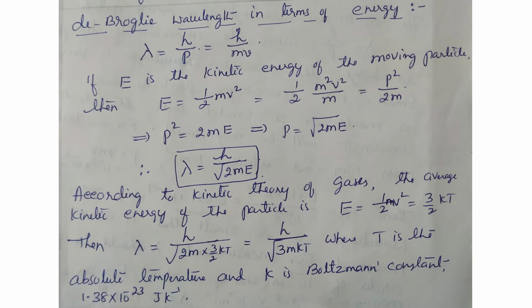The expression for the de Broglie wavelength lambda can also be written in terms of the absolute temperature. Suppose the particle is maintained at absolute temperature T, then its kinetic energy is given by 3 by 2 kT. If you substitute E as 3 by 2 kT, then we get lambda as h by square root of 3mkT, where k is the Boltzmann constant and T the absolute temperature. This is the expression for lambda in terms of temperature. Thus these are the expressions for lambda in terms of momentum, in terms of energy, and in terms of absolute temperature.